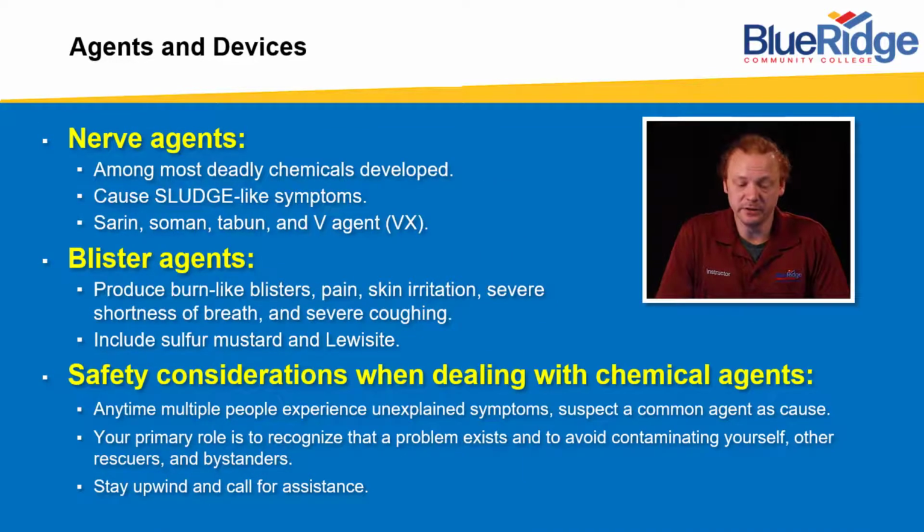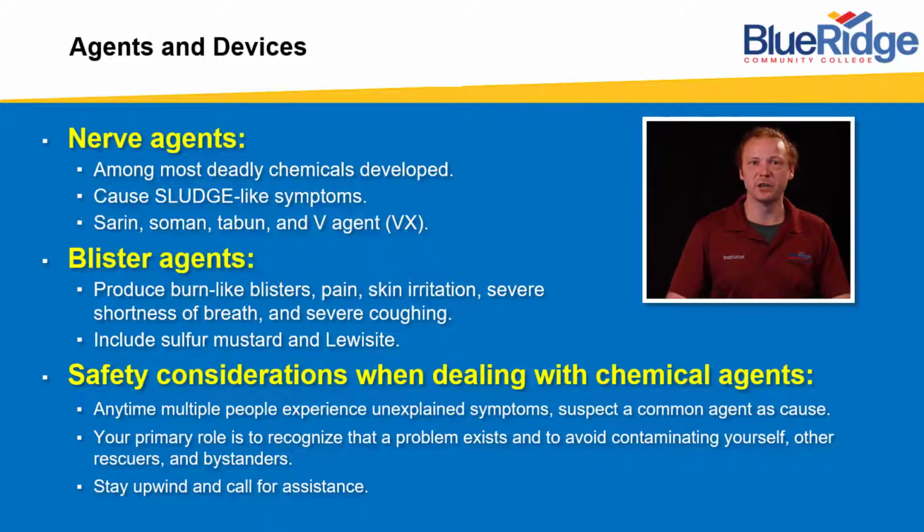Nerve agents are among the most deadly chemicals developed. These chemicals can kill large numbers of people with relatively small quantities and can cause cardiac arrest within minutes or even seconds of exposure. Nerve agents block an essential enzyme in the nervous system and cause sludge-like symptoms. Four of the most commonly mentioned nerve agents are sarin, soman, tabun, and V agent. In an emergency situation, your primary responsibility is to keep yourself, other responders, and bystanders from becoming contaminated. A well-trained hazmat team and special protective equipment is needed to remove and decontaminate persons who have been exposed to these agents. A DuoDote kit contains drugs that counteract the effect of nerve agents.